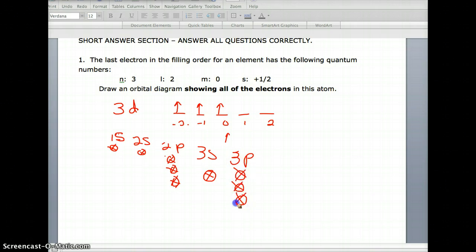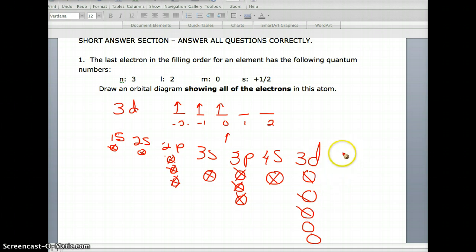Oops, I'm not doing that correctly. What did I just do wrong there? I should have gone single, single, single, pair, pair, pair. Then 4s. Then 3d. So 1, 2, 3. 3d3. And we know that once again because -2, -1, 0, 1, and 2: positive, positive, positive. And if you kept going, it'd be positive, positive, and then negative, negative, negative, and so on.